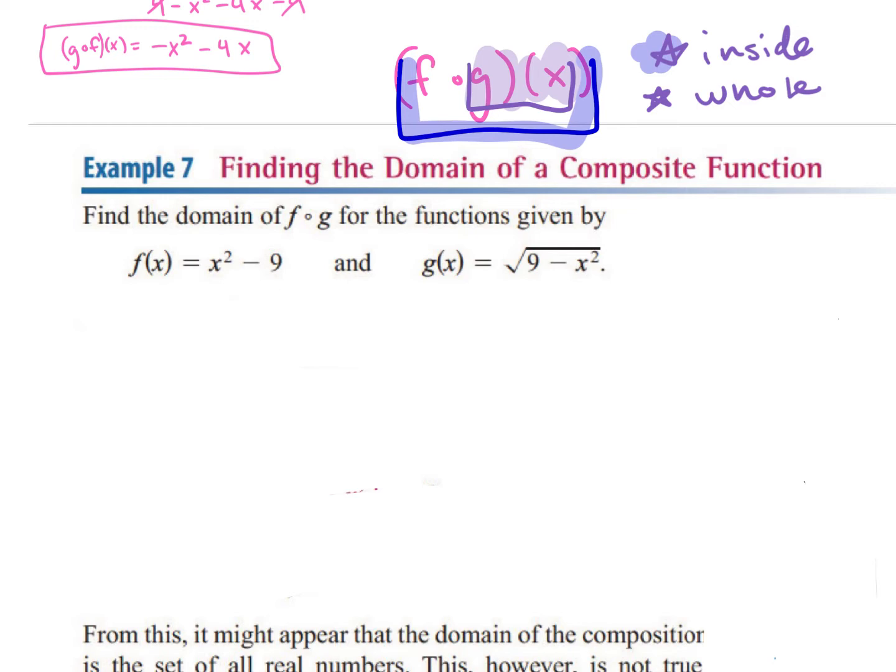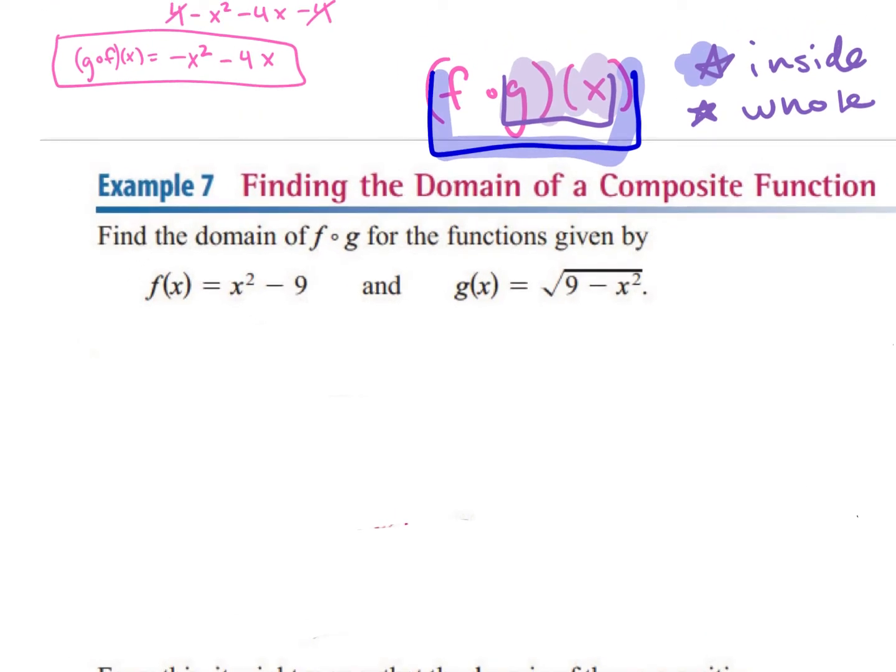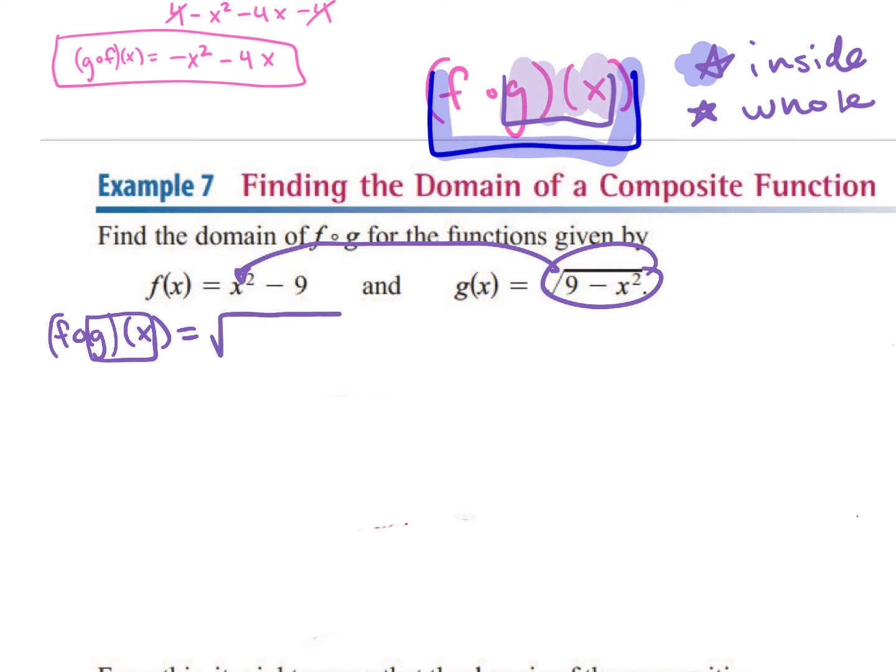All right, so let's start here by finding our composite function. Let's find f of g of x. So what's on the inside here? G. So I'm going to take g and plug it inside f. So here I would have the square root of 9 minus x squared, minus 9. So I just took my function g and plugged it inside f.